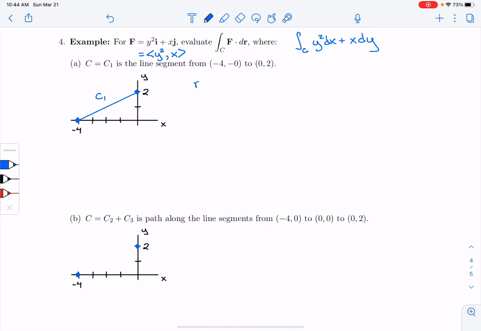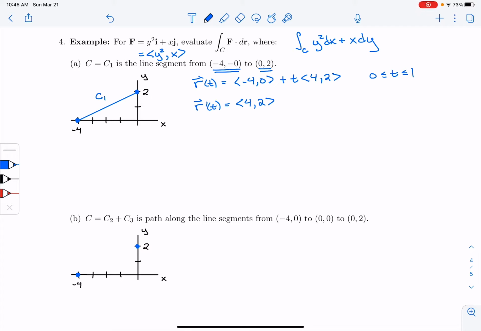So r of t is going to be the point (-4, 0) plus t times the vector that forms the difference between (0, 2) and (-4, 0). So the direction is going to be the ⟨4, 2⟩ direction. And then t is going to be between 0 and 1, because when t is equal to 0, I start at this point (-4, 0), and when t equals 1, I end up at the point (0, 2). So r prime of t, in this case, is just that vector that gives us the direction, ⟨4, 2⟩.